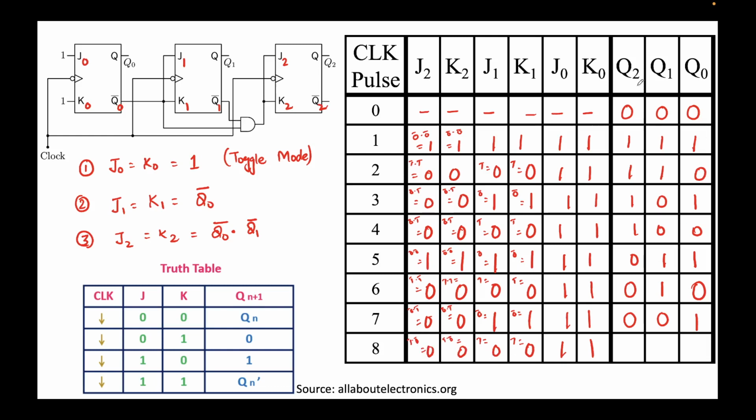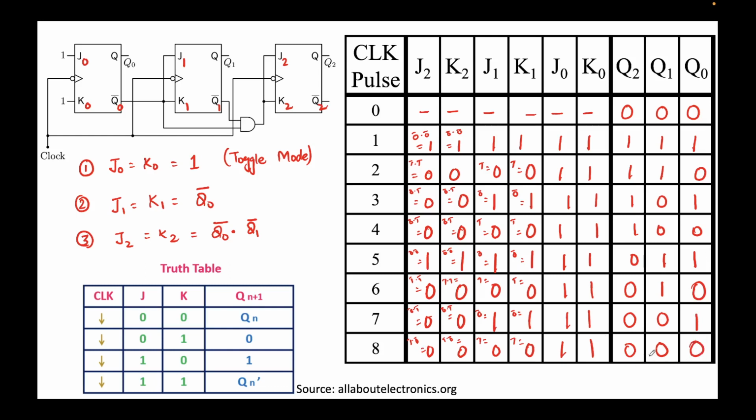Okay, let's populate the outputs. First, Q2 is the output for J2 K2, which are 0 0. 0 0 means first row, so the output will not change. Q2 must remain the same: 0, it will remain 0. For Q1, the inputs J1 K1 are 0 0, which means first row. First row means the output should not change, so Q1 should not change. The initial value is 0, so the next value will also be 0. For Q0, J0 K0 are 1 and 1. 1 and 1 means last row. Last row means Q0 should toggle. Q0 is 1 initially, so the final will be 0.